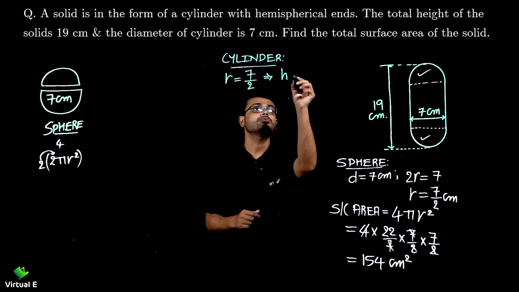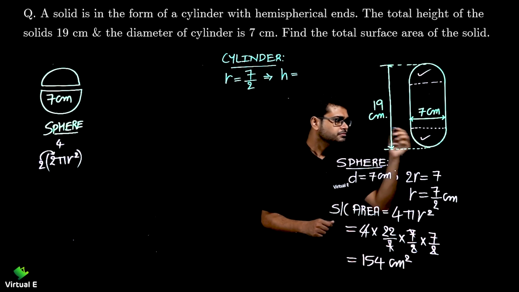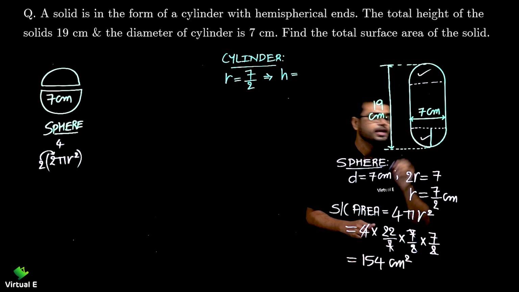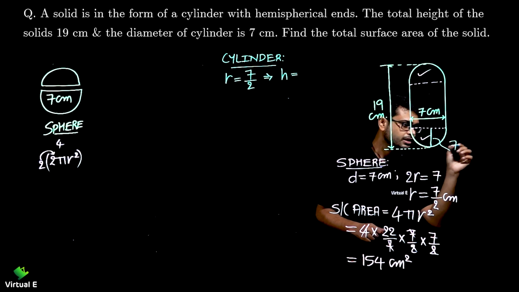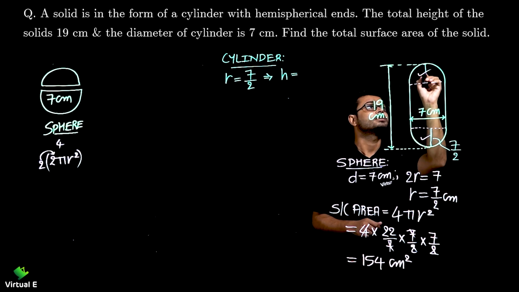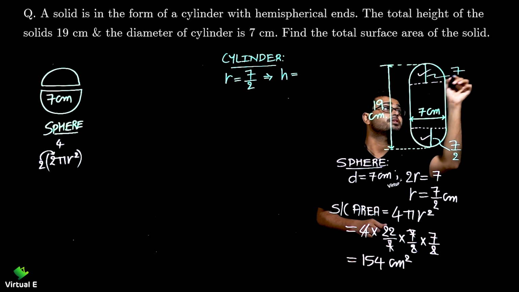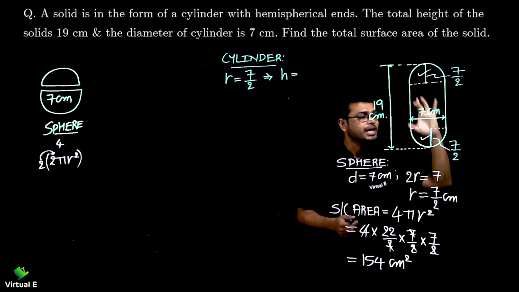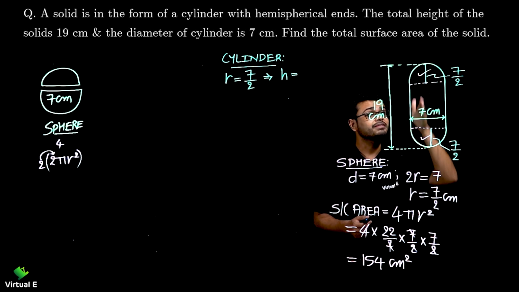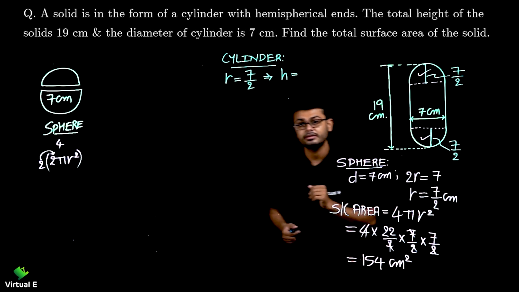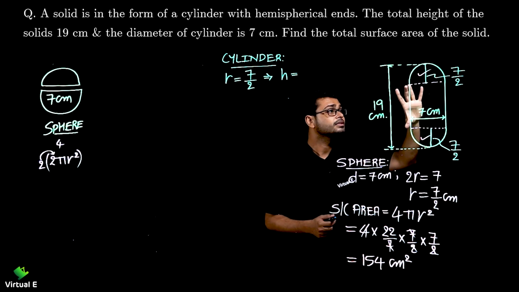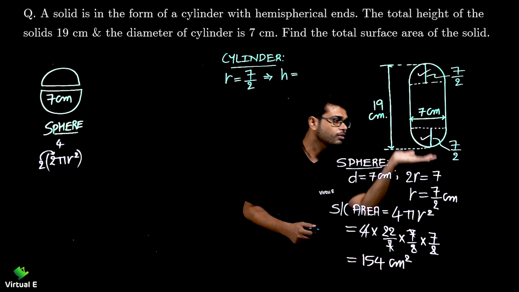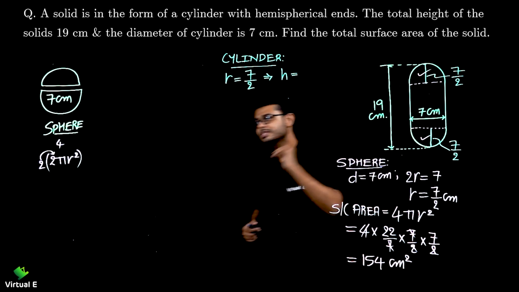Now about the height, how to get the height? For that, see over here, this is the radius of the hemisphere, which is 7 by 2. This as well is the radius of hemisphere, which is 7 by 2. So if I remove 7 by 2 and 7 by 2 from this total 19 centimeter, then I will be getting the height of the cylinder, right? I remove the upper height, I remove the lower one, so whatever left is of the cylinder.